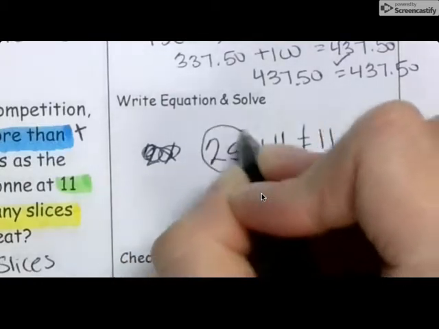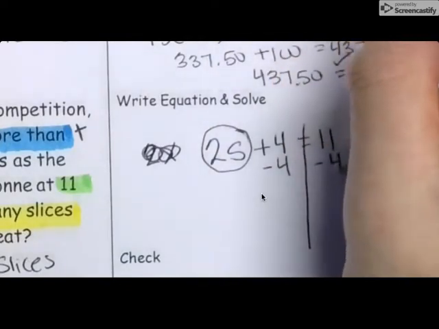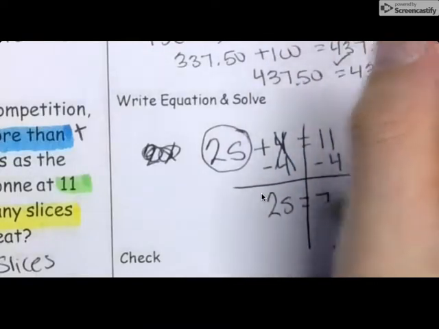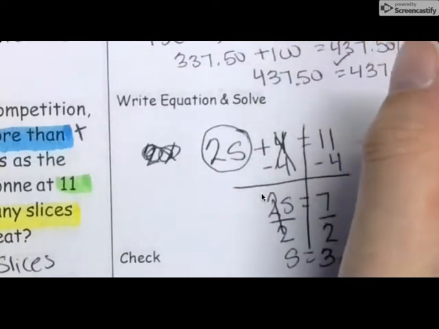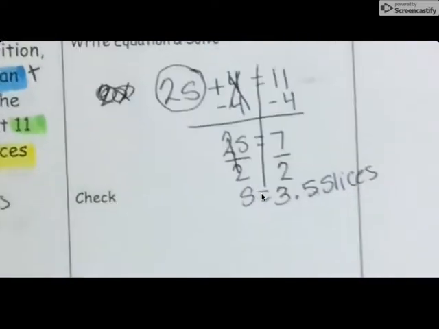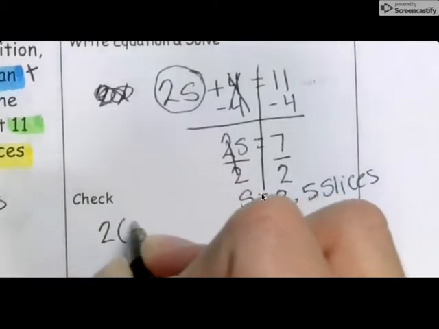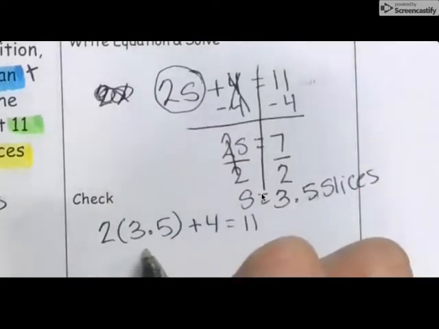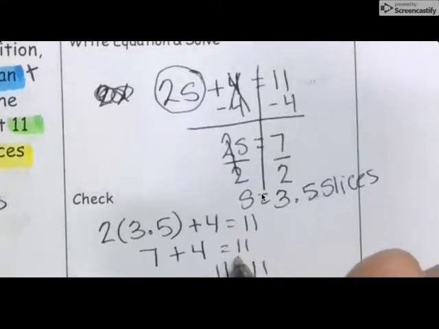Draw my barrier. There is nothing to distribute, nothing to combine, so I need to do the opposite. So I'm going to subtract 4 on both sides. 2s equals 7. Divide by 2. S equals 3.5 slices. Probably got sick halfway through. I know I would. So we have 2 times 3.5 where S is, plus 4, and we're going to hope that that equals 11. That's 7 plus 4. Hopefully that equals 11. 11 equals 11. Checks out.